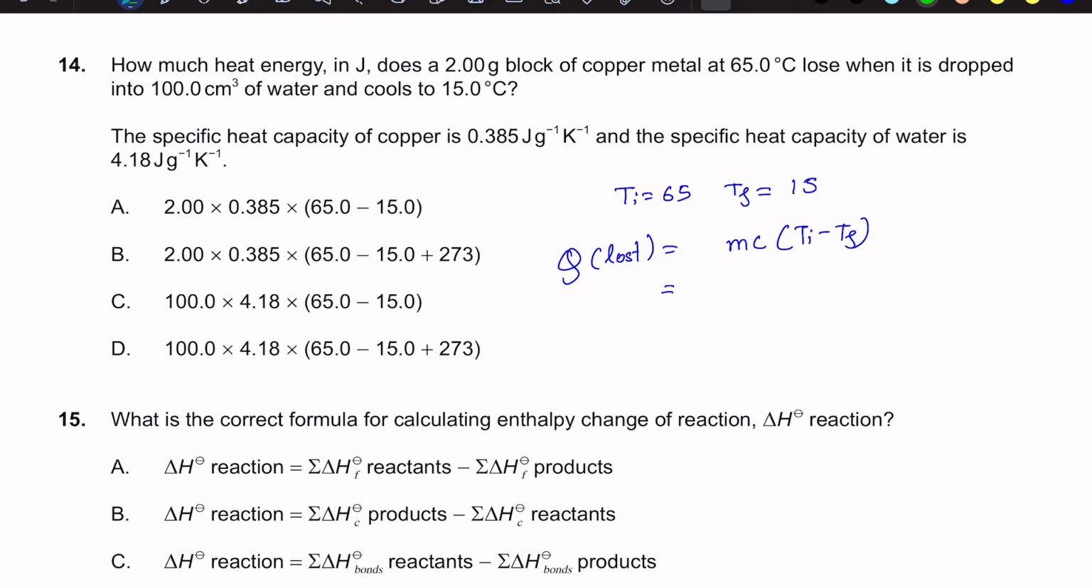Now we just have to plug in the values. Mass is 2.2, specific heat is 0.385, and it will be 65 minus 15. If we just do this, our answer will be option A. And that's all about this question.